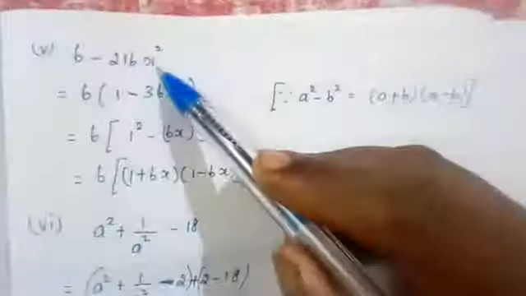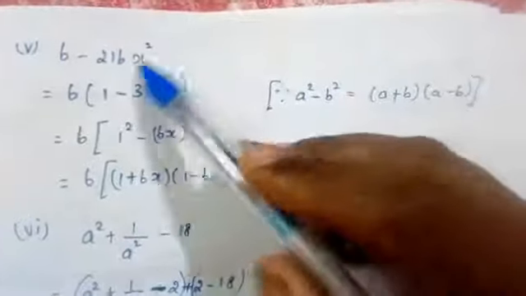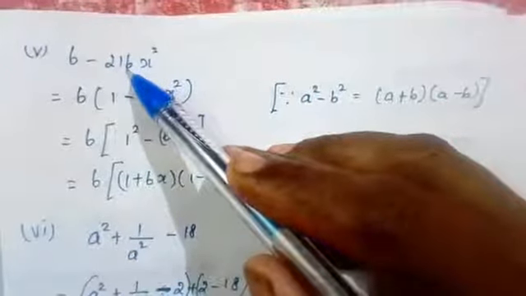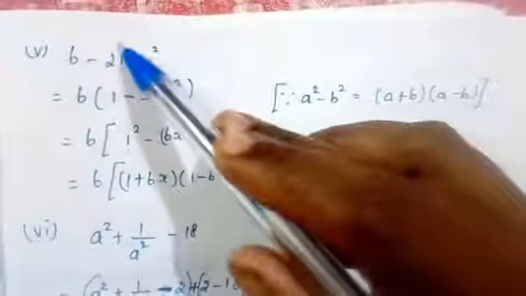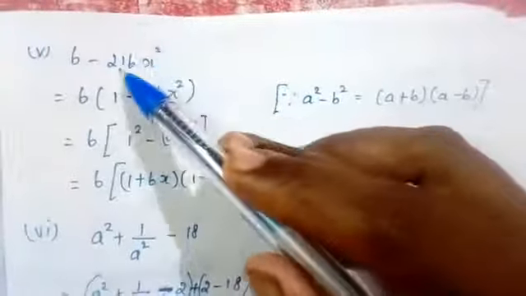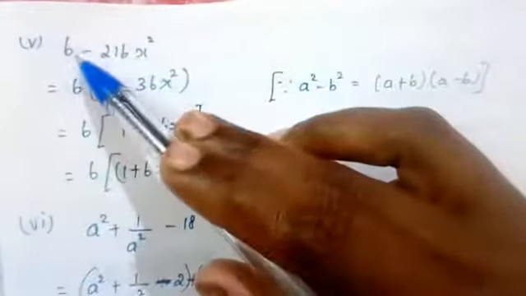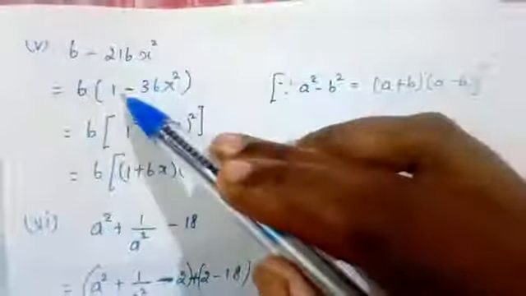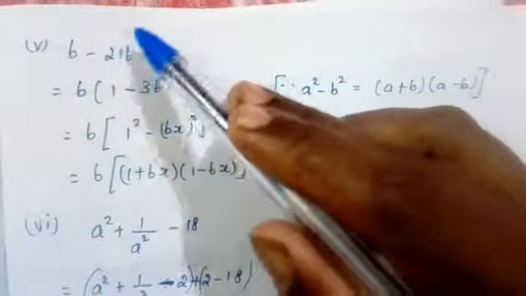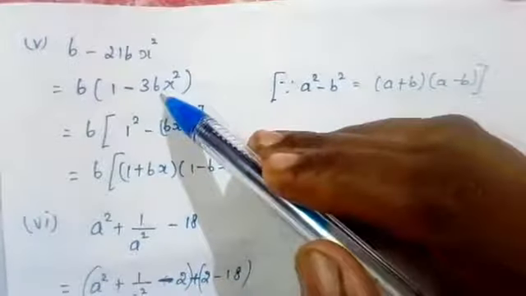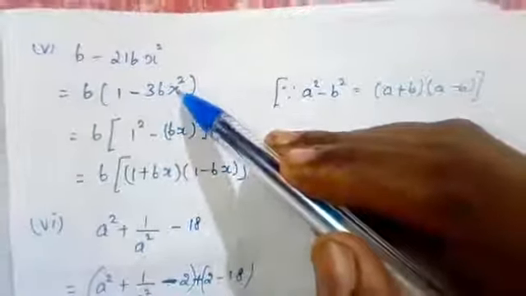Fifth problem, 6 minus 216 x square. 216 is a cubic number, it is 6 cube, that is 6 into 6 into 6. That value is 216. One 6 you have to take outside, and what remains is 1, so it is in the form 1 into 6. So 1 is here. Minus, 216 is 6 into 6 into 6, three times. One 6 is taken outside, so the remaining is 6 square, that is 36 x square.